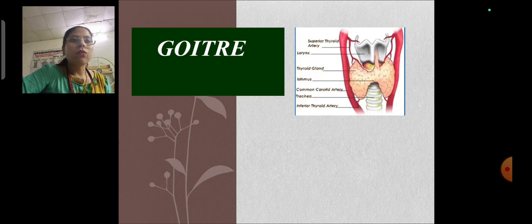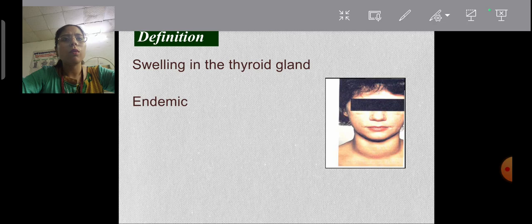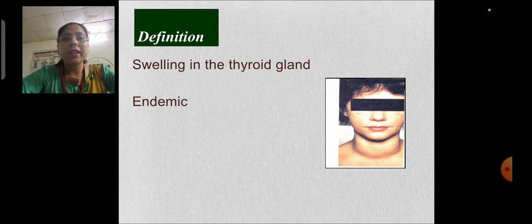So today we are going to learn about goiter. So what is goiter? Goiter is the swelling in the thyroid gland and it is an endemic disease.